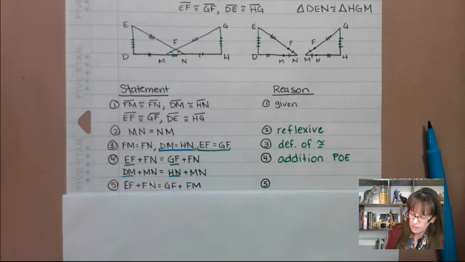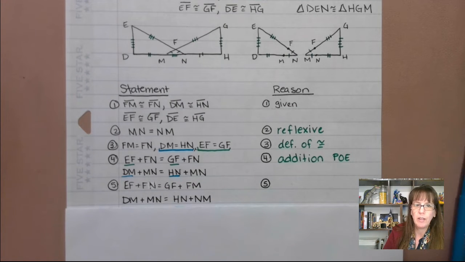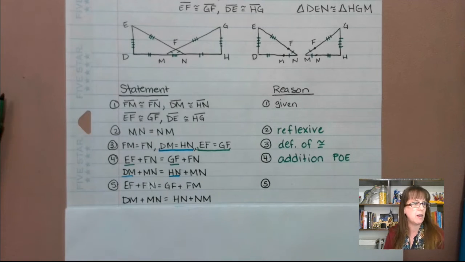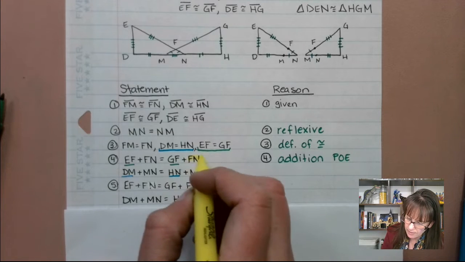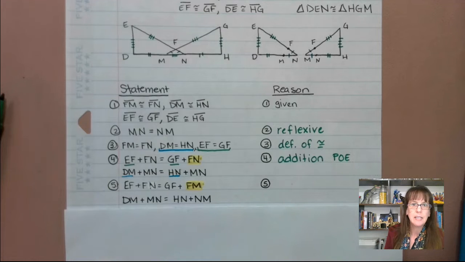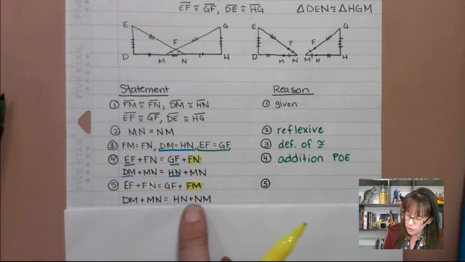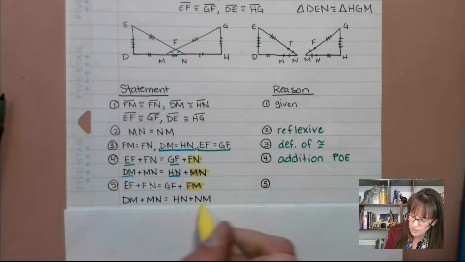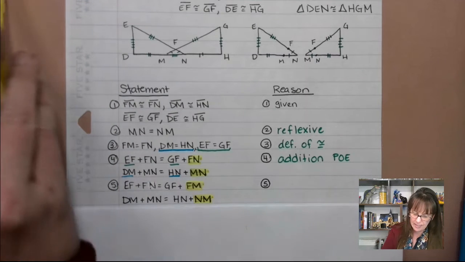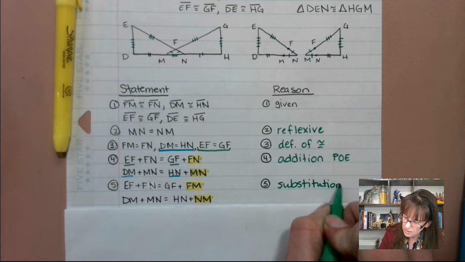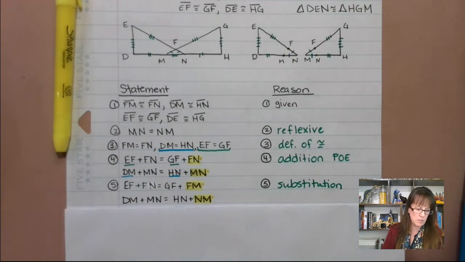Okay, so now let's take a peek here. At this point, I went from EF plus FN to GF plus FN. You'll see now that I have made a change here. Let me find a highlighter. So we've got FN, and then I went to FM like that. And I'm allowed to do that because back up here I said FM and FN are the same, right? Now down here, the change that I made was MN to NM. That is our substitution property. Substitution allows us to do that because we have said that those things are congruent before.